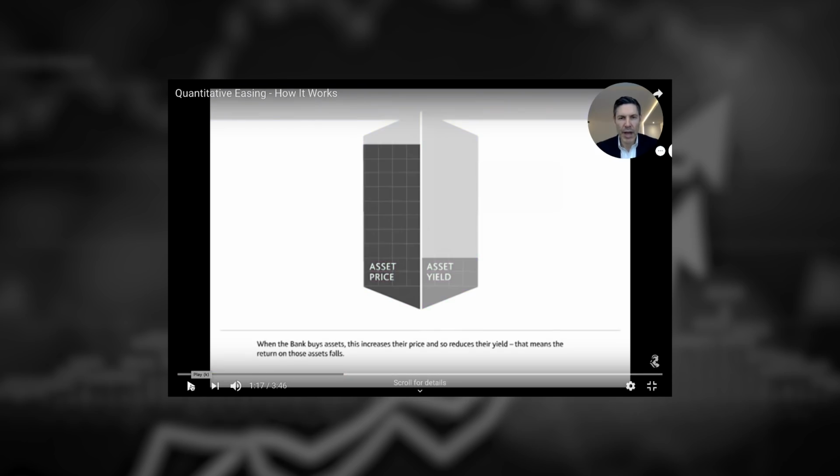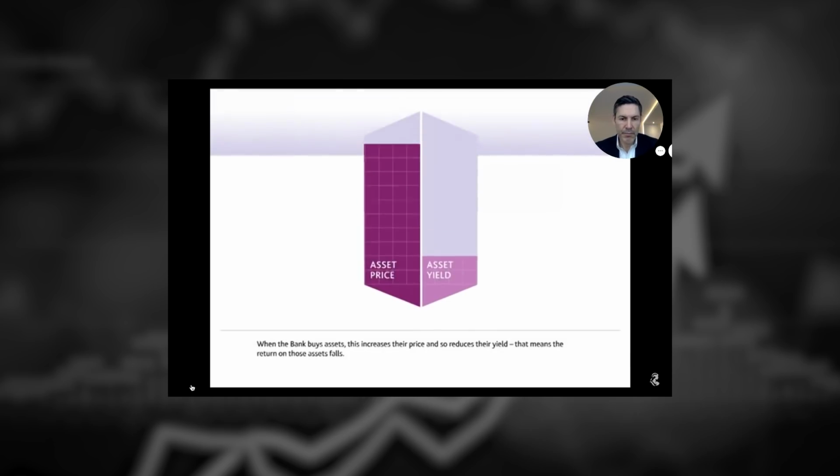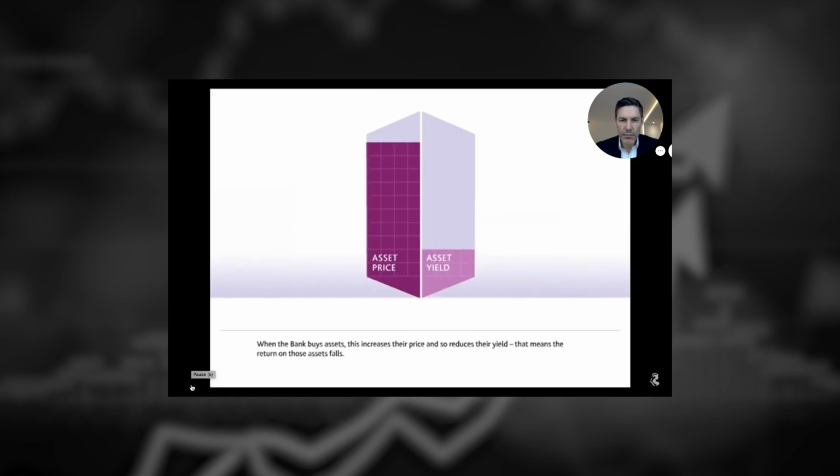And when she's referring to assets, she's talking about bonds. So in the United States, that would be treasuries. When the Fed or the central bank prints money, they go into the market. That creates more demand for those bonds. If there's more demand, the price of the bond goes up. And because there's an inverse relationship between the price and the yield or the interest rate, as the price goes up, the interest rate or yield goes down.